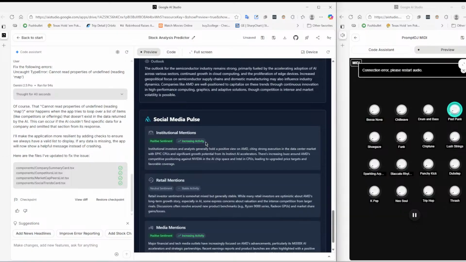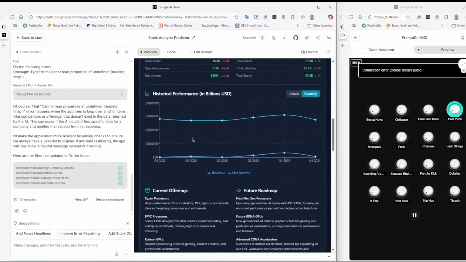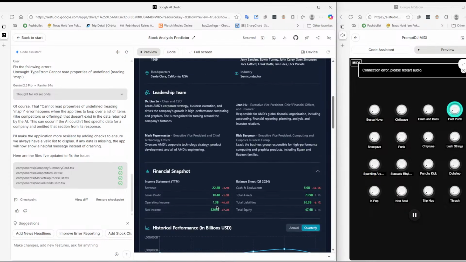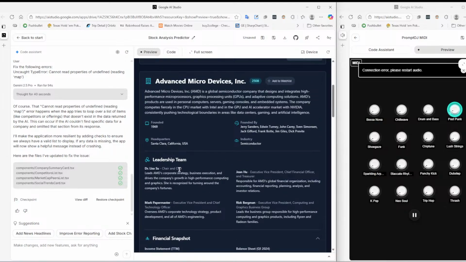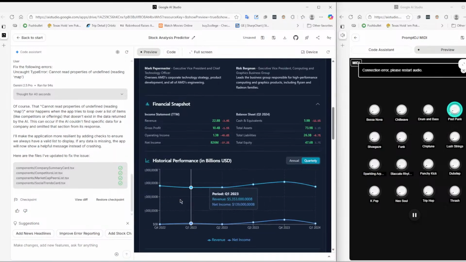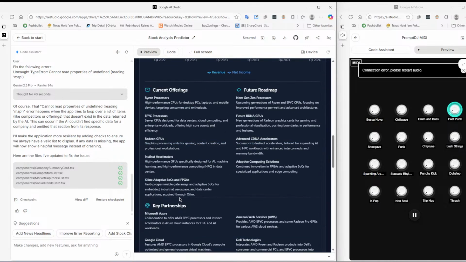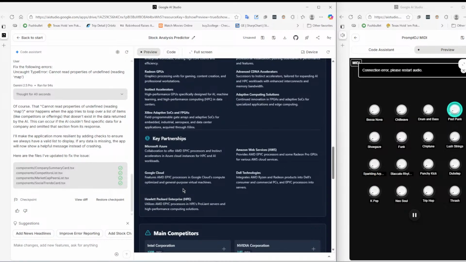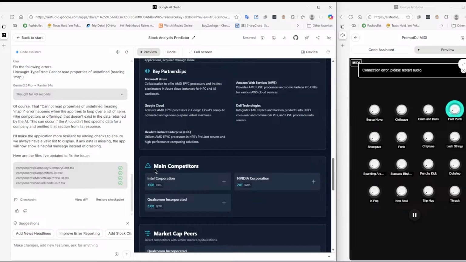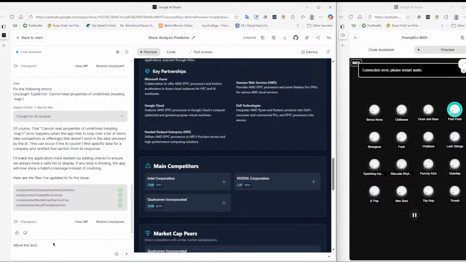I think I might want to move the social trend to, let's see, where I think the social trend should go. Key partnerships. I think if I just moved social trends above the competition. All right. So move the social trend.